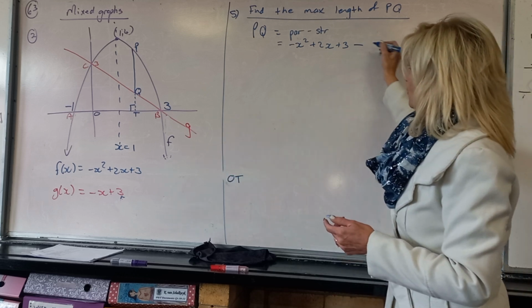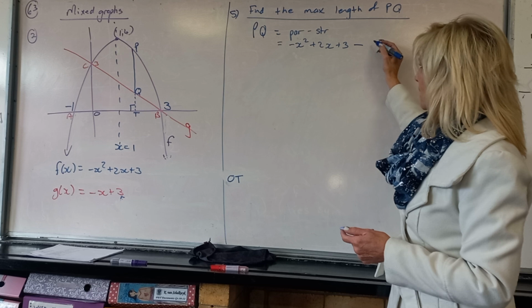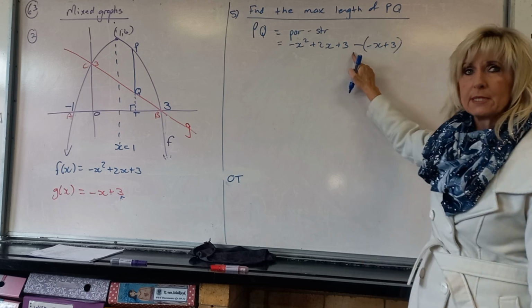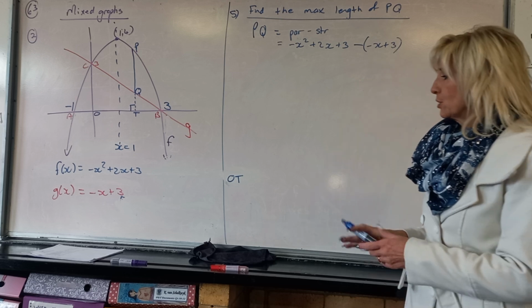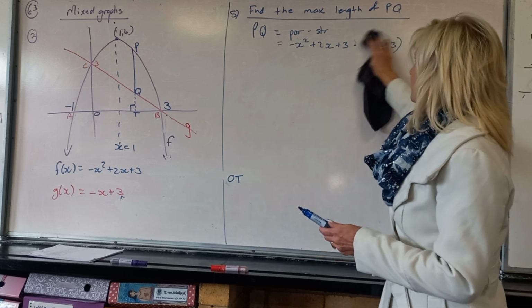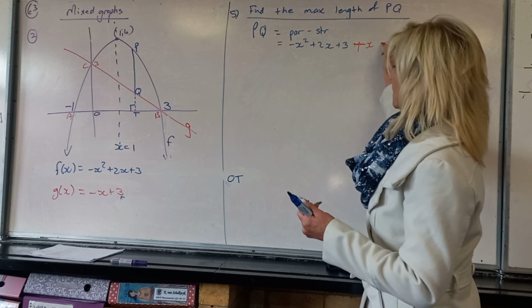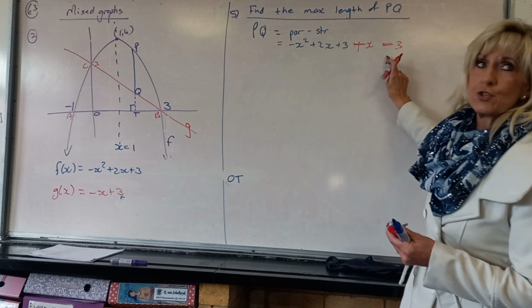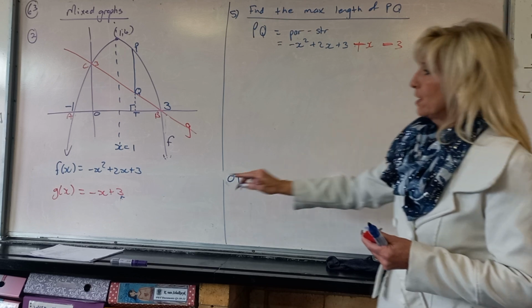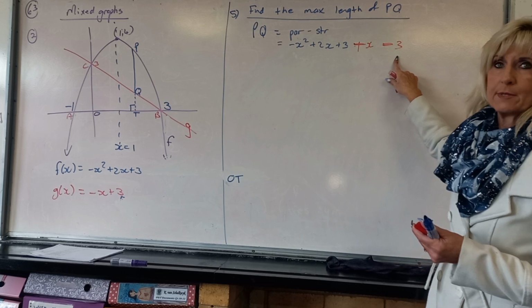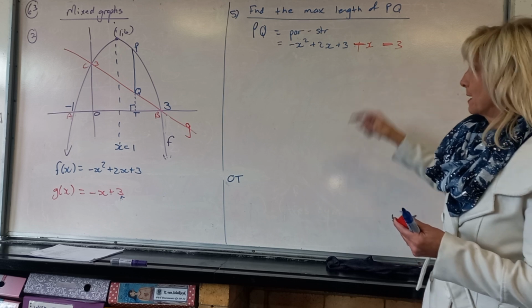Then subtract from that the straight line. Now the straight line is negative x plus 3. Subtract means it's going to change the signs. Now to save yourself some time, you could have immediately said plus x minus 3, but that's usually where the kids make the mistake. They know they should subtract, so that becomes a plus, but then they forget that the minus 3 also becomes a minus. The plus becomes a minus.